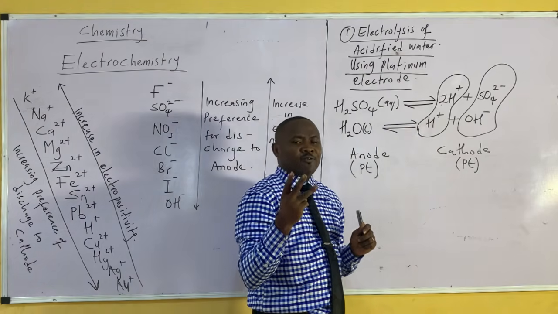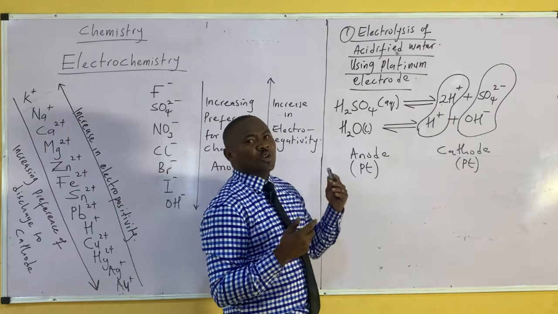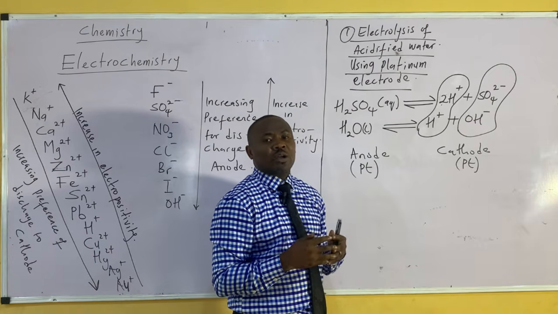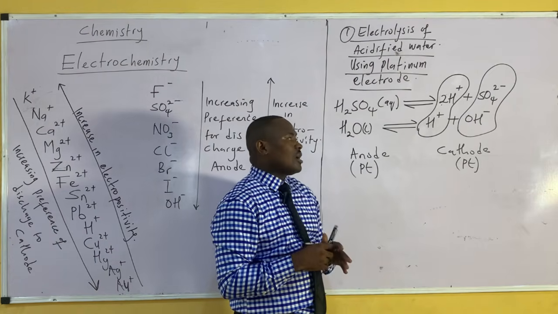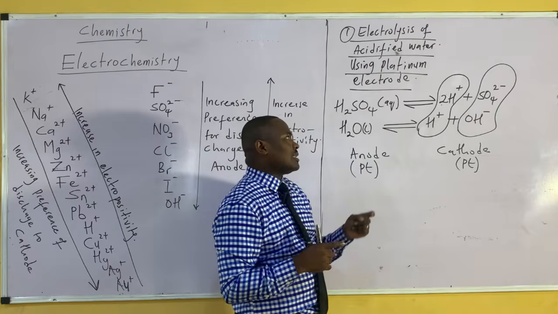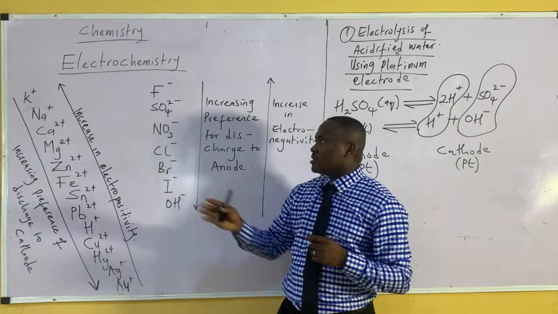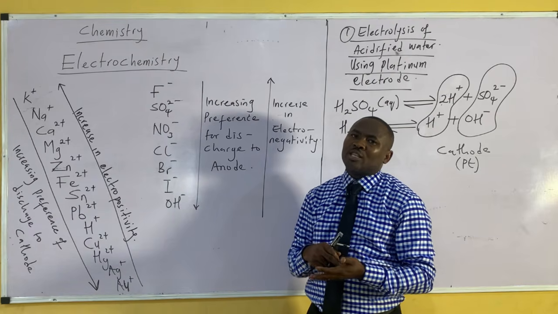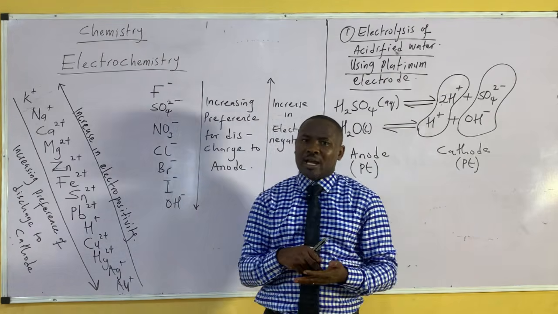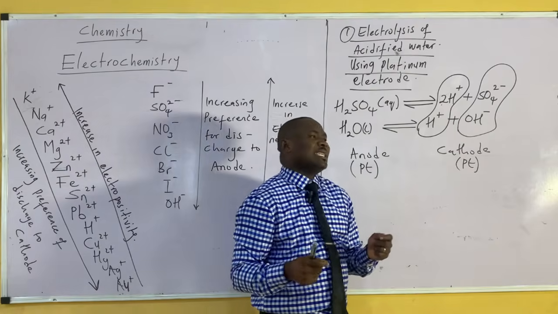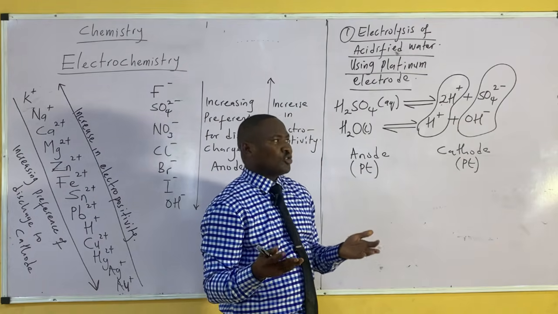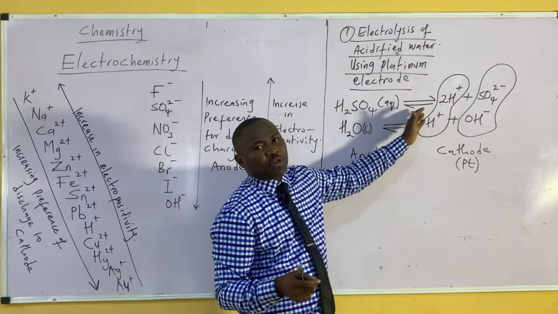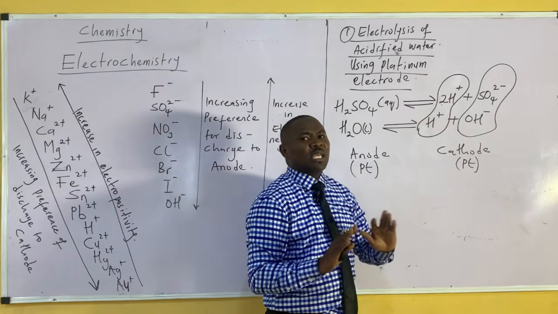Remember we said the three factors considered for preferential discharge of ions. One, the position of the ions in the electrochemical series. Number two, the concentration of the ion. Then number three, the nature of the electrode. So the nature of the electrode does not affect this reaction because the electrode is inert.